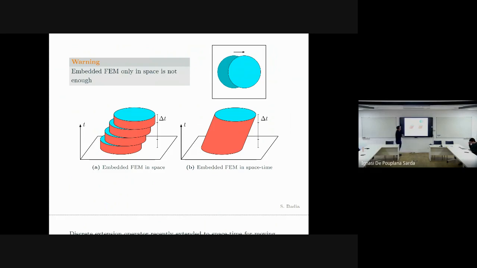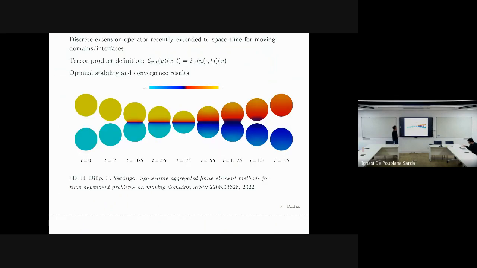So what we were considering here is, can we use space-time embedded formulations in order to deal with these moving interfaces. And this is what we did in this very recent work that's, I think, about to be published. And I'm not going to get into details, but it's pretty standard. We can use some kind of tensor product definition in which for every time we only extend in space. There is nothing to do in time. And with this, we can prove all kinds of error estimates and stability.